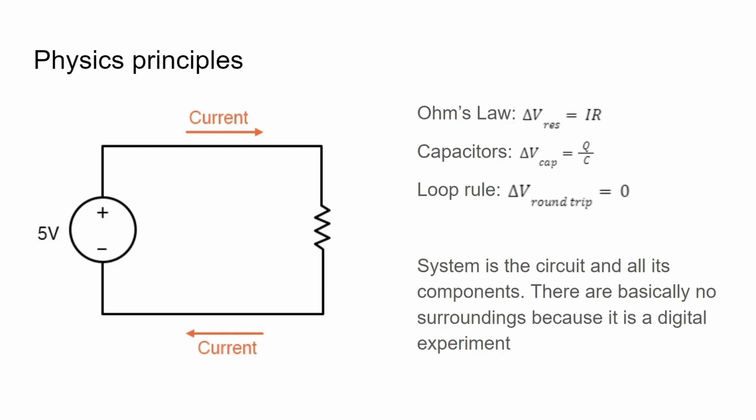Ohm's law is also important. It states that change in potential is equal to current times resistance. Also, going all the way around a circuit will result in a zero change in potential. In the lab, anything in the circuit is the system, while there are basically no surroundings since it is a digital experiment.